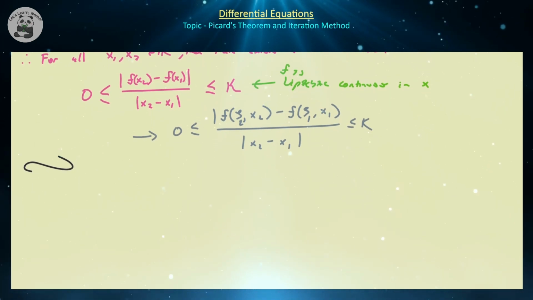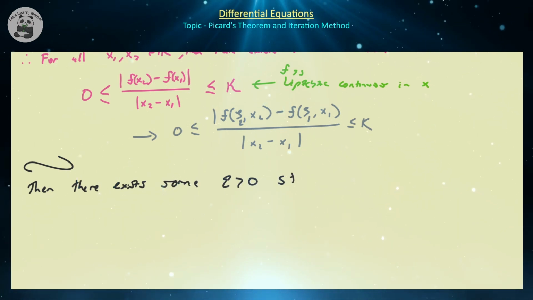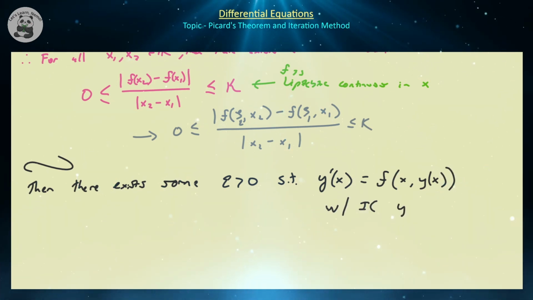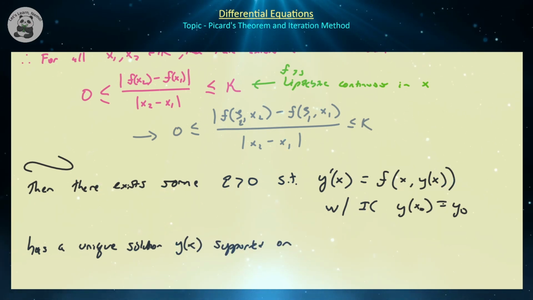So let's assume that f is continuous in x, Lipschitz continuous in y. Then, if that is true, there exists some positive number epsilon such that the differential equation that we're primarily concerned with, y'(x) = f(x, y(x)), with the initial condition y(x0) = y0, has a solution, and it has a unique solution y(x), supported on (x0 minus epsilon, x0 plus epsilon), i.e. that's contained hopefully within that closed rectangle R that we mentioned before.